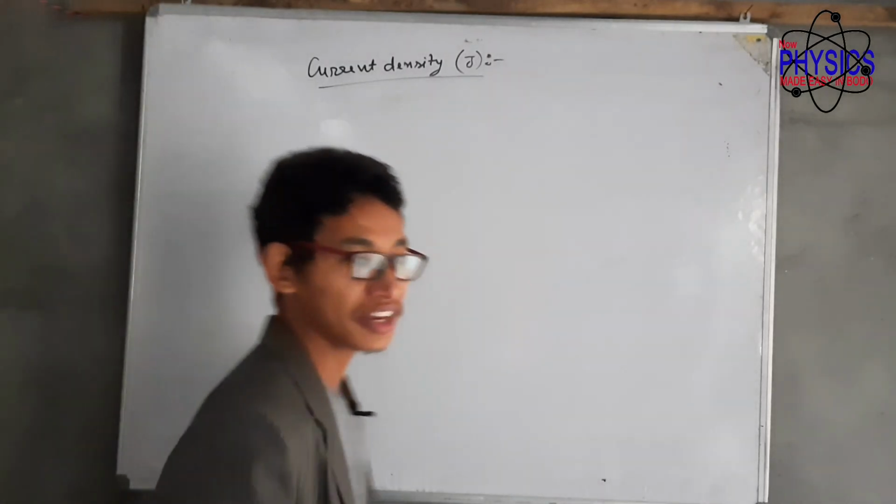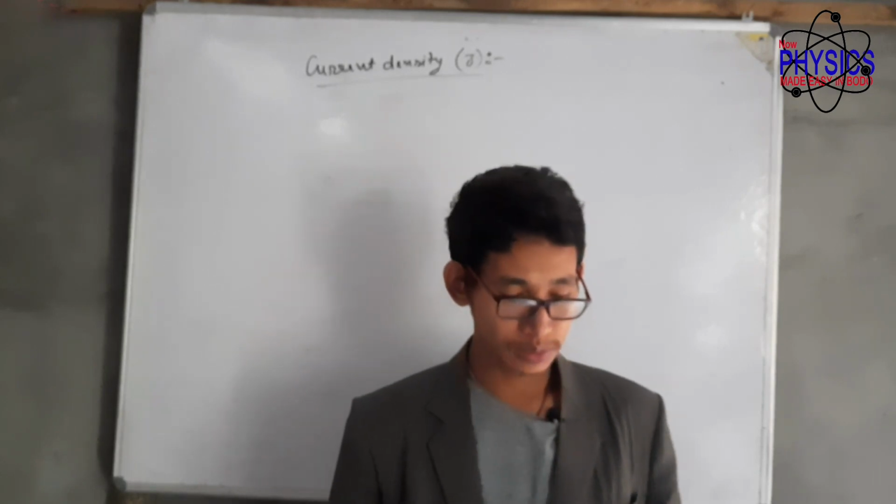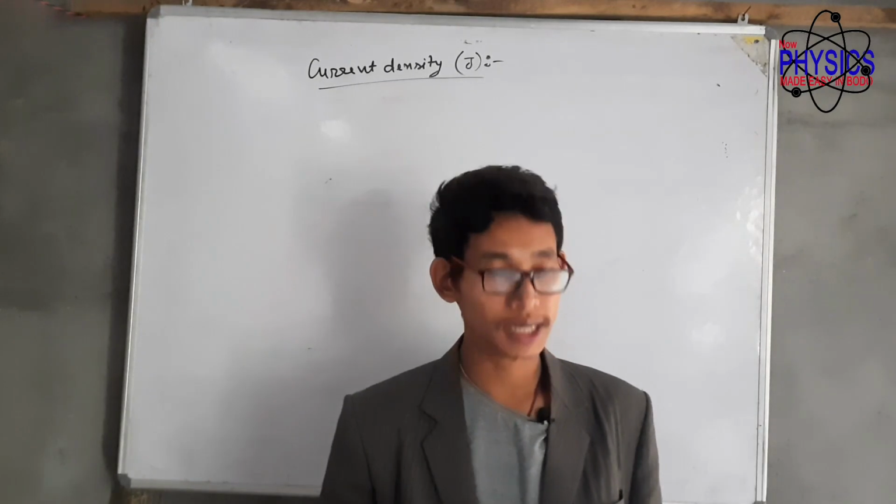Current density is represented with capital J. So what is the definition of this? The current passing through unit area is called current density.